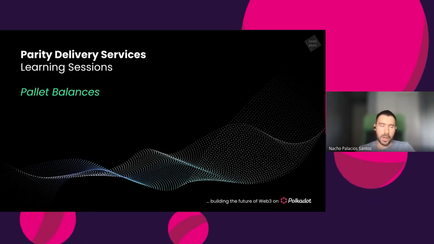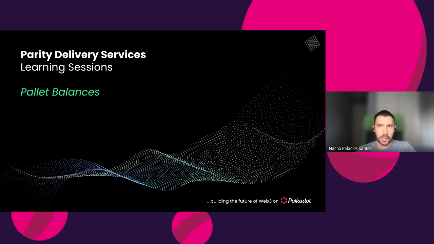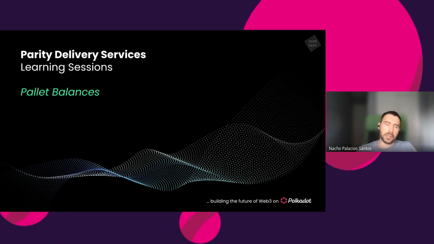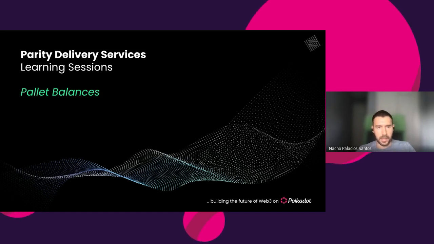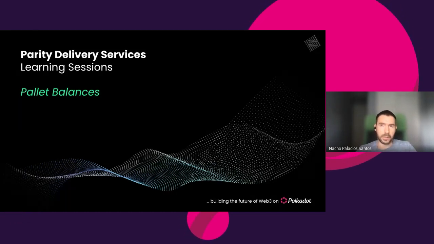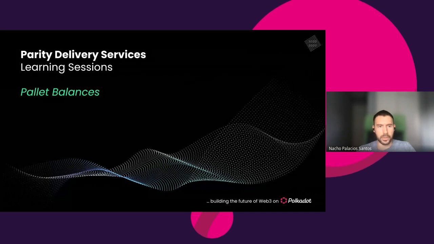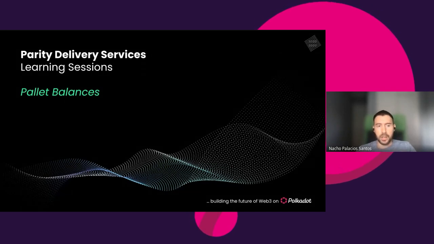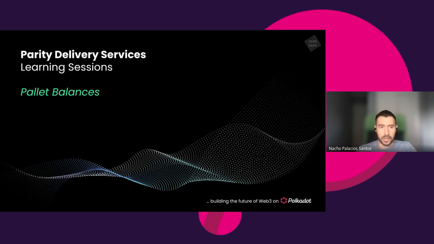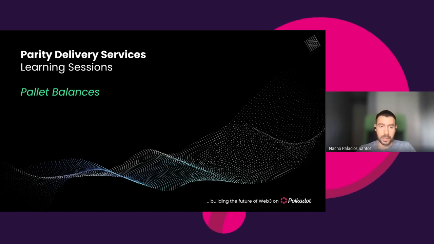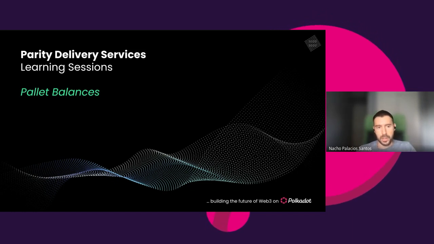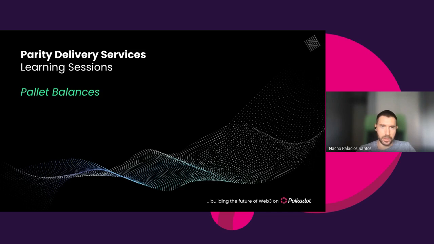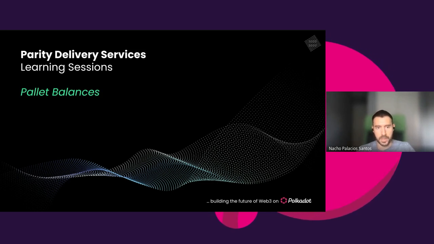Today we are going to talk about a very well-known pallet. This is the pallet balances. It might not be as complex as other pallets, but that doesn't make it less important. Actually, it's very difficult to think about a parachain or any kind of chain that is using the Substrate FRAME without using this pallet, especially because of its interconnection with the FRAME system. We'll talk about it later.